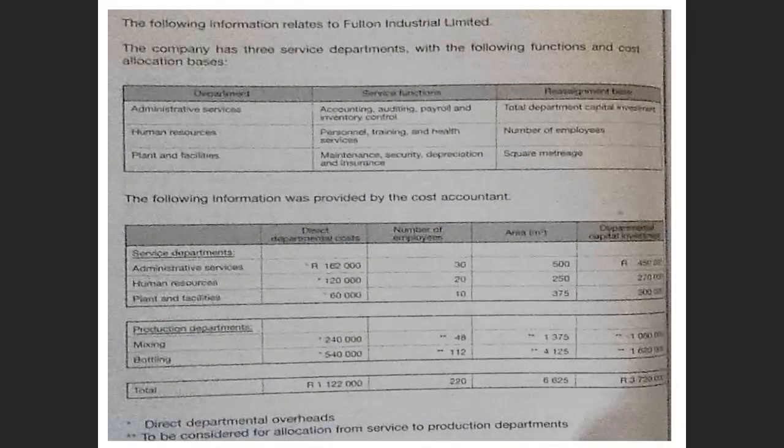So plants and facilities, you'll go back to the previous table, the information. They said to you, start off with the table at the top. Plants and facilities is reassigned based on the square meters that that department takes up. So you're going to go then to square meters in the table at the bottom, that is here. Now you want to know of all these, which ones tell you how many square meters is for the mixing department and how many is for the bottling department. So again here, mixing and bottling are at the bottom here.